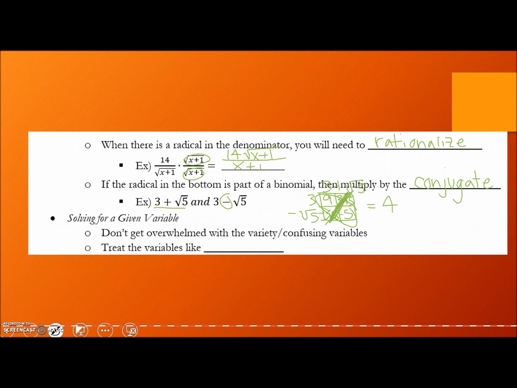Last is solving for a given variable. Don't get overwhelmed with the variety and confusing variables. Sometimes you'll see it and you'll get flustered because you see so many letters. What you want to do is just treat those variables like numbers and solve it like you would solve any other equation.